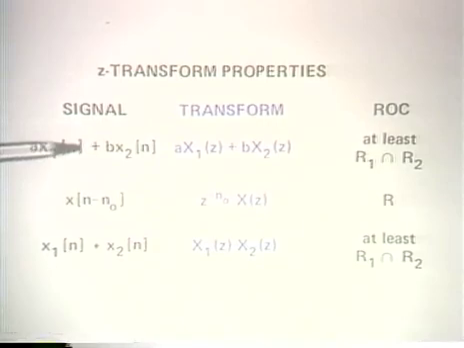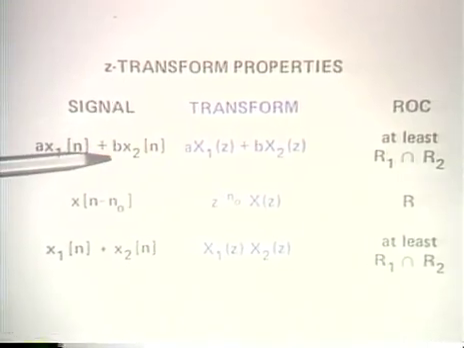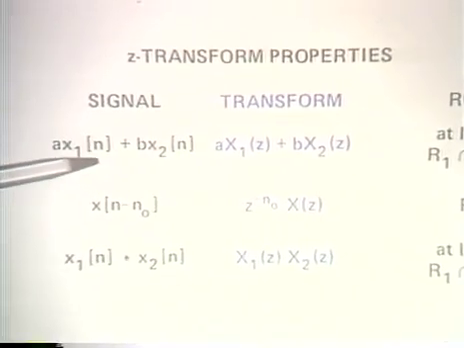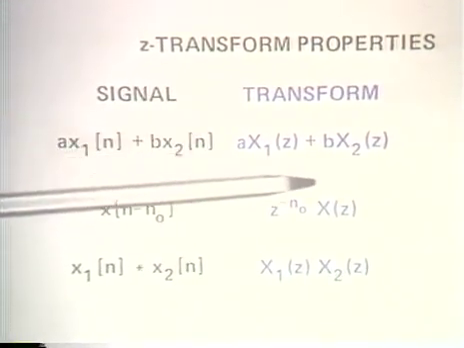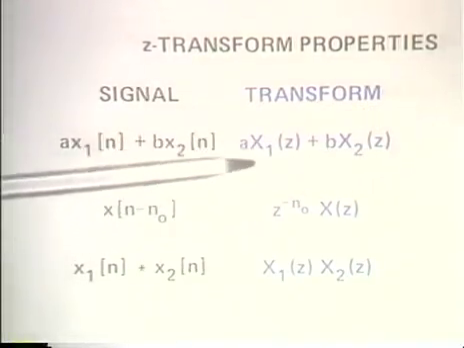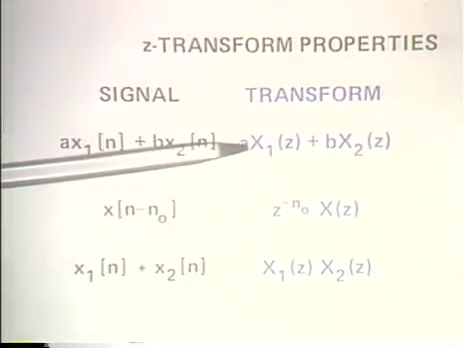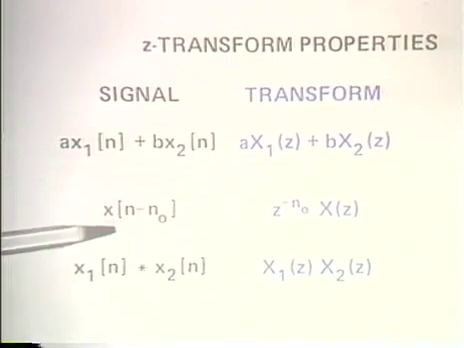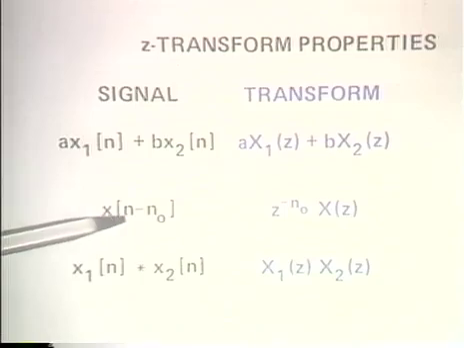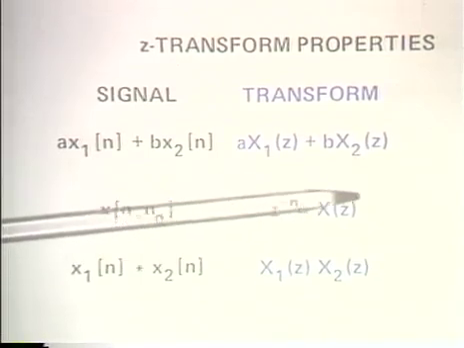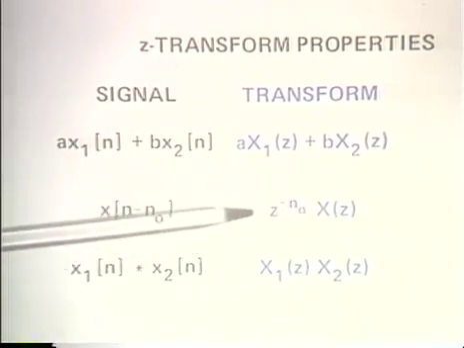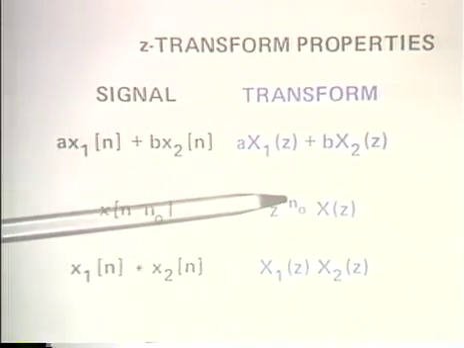In particular, there is, as with continuous time, a linearity property that tells us that the Z-transform of a linear combination of sequences is the same linear combination of the Z-transforms. And a shifting property that indicates that the Z-transform of x of n shifted by n0 is the Z-transform of x of n multiplied by a factor z to the minus n0.